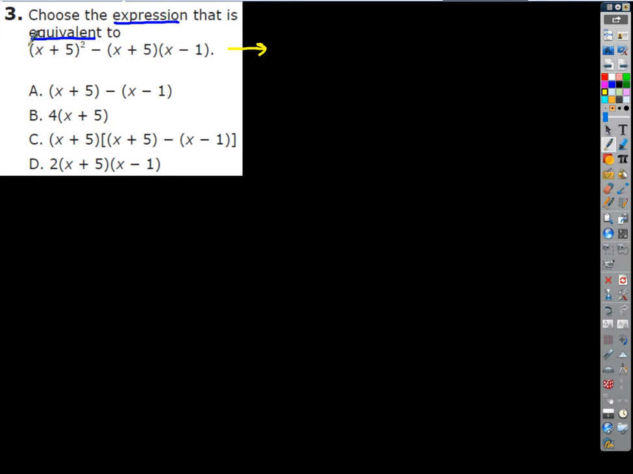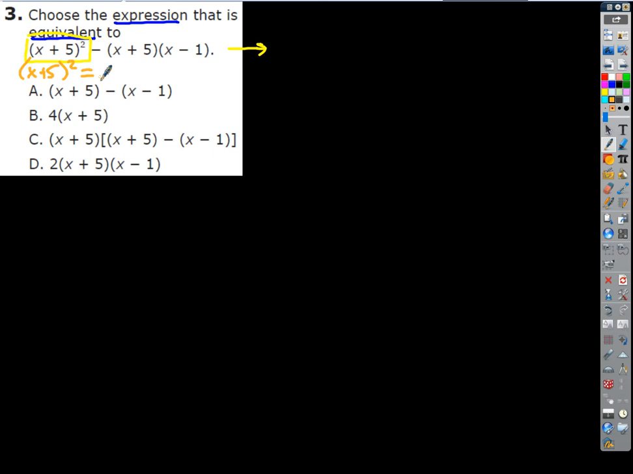Well, the first thing we'd have to do is take that exponent and expand that out, right? So what is x plus 5 squared? That's a pattern we know, right? a plus b squared is what? No. a squared plus 2ab plus b squared, right? Or if you forget it, you can just multiply it out.